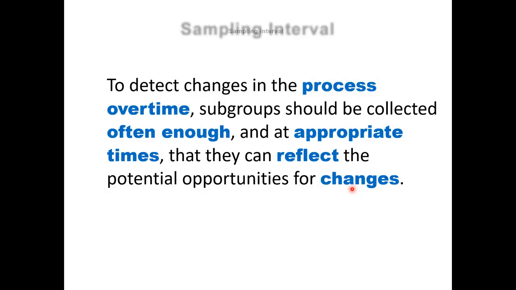So to detect changes in the process over time, subgroups should be collected often enough, at appropriate times, so that they can reflect the potential opportunity for changes. It must be done over time, throughout a period of time. Often enough so that you will not leave any problem unidentified or undetected, and at the appropriate time so that it will reflect any problem which might have occurred.